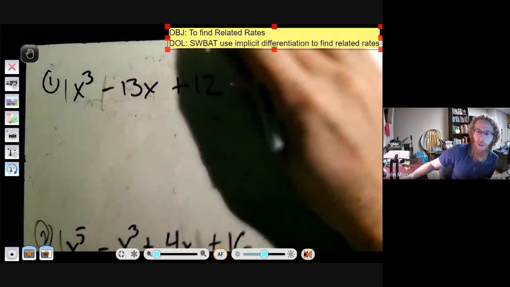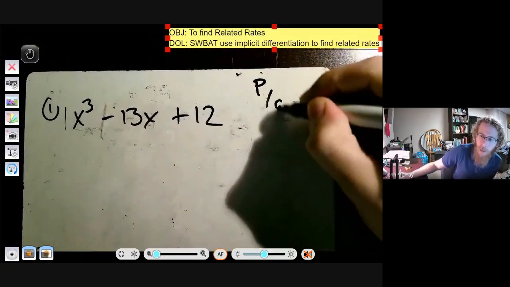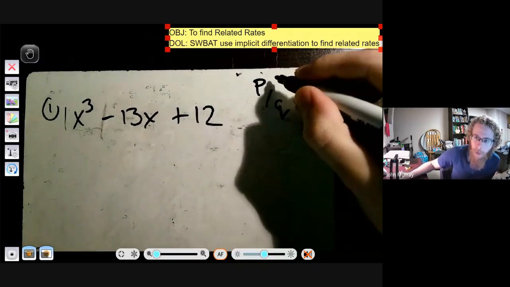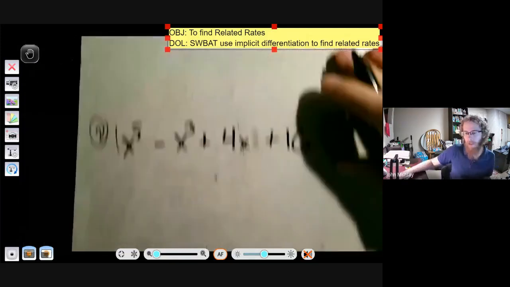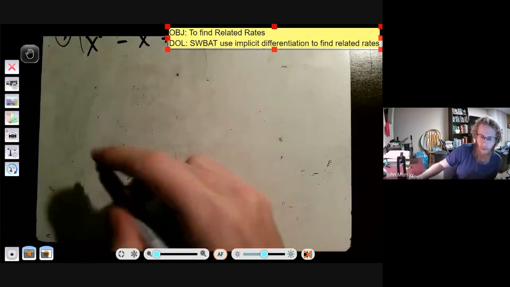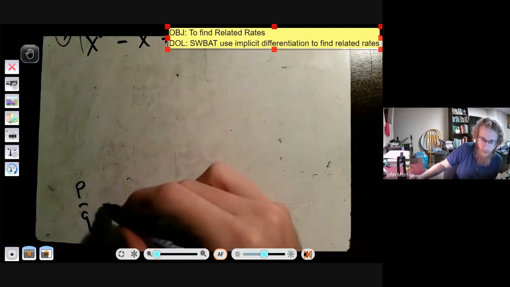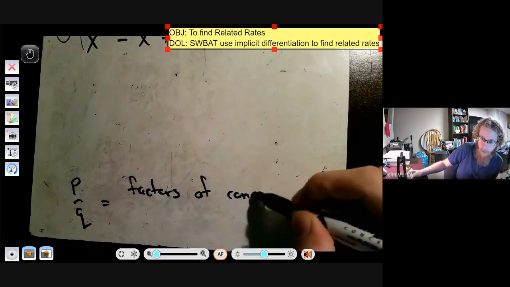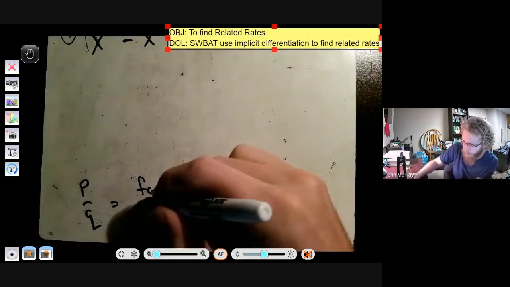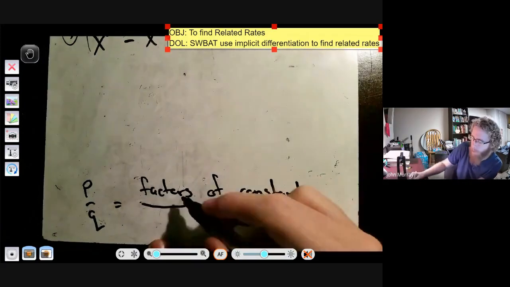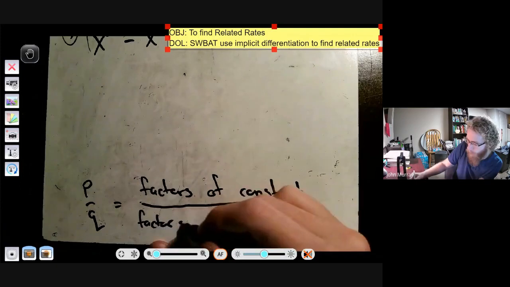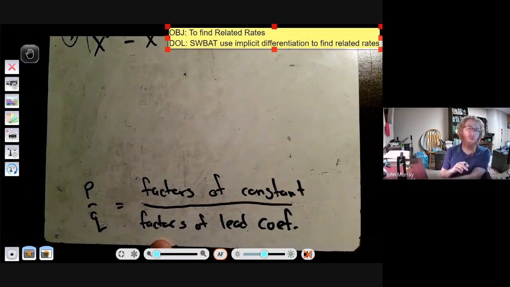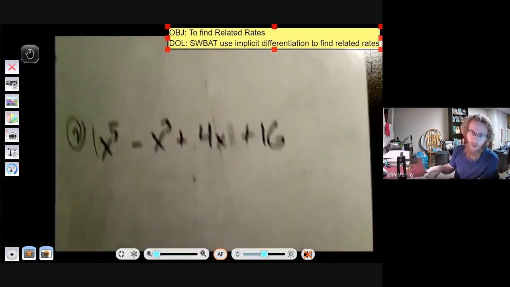All right, so remember, I like to call this the PQ test, because we use the letters P and Q, where, let me write it down here so I have room, P is the factors of the constant term, which is your last term. And the Q is the factors of the leading coefficient.